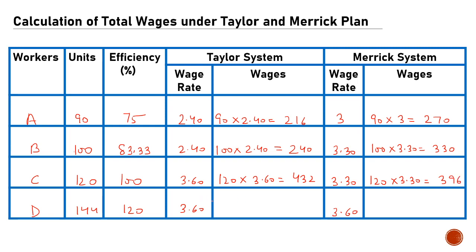But in case of worker D, total wages of worker D is the same in case of Taylor plan and Merrick plan. Number of units manufactured are 144 and wage rate per unit is 3.60. So his total wages is 518.40, and in case of Merrick plan 144 into 3.60, his wages is 518.40. So friends, in this video first we understand what are Taylor plan and Merrick differential piece rate plan and how the total wages are calculated under these plans.